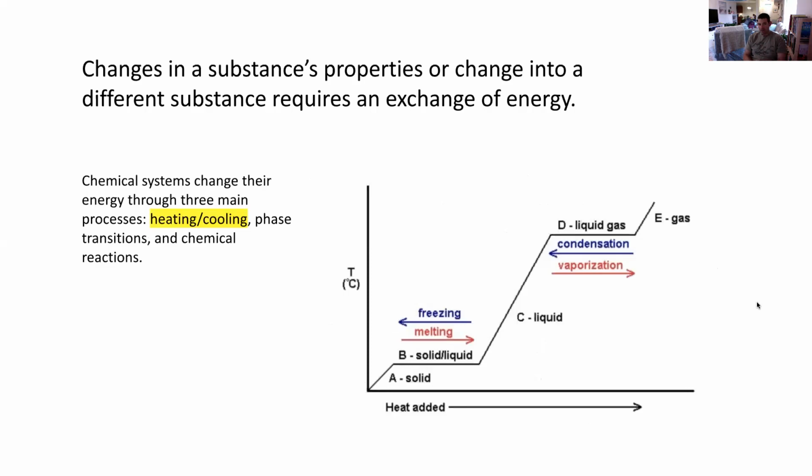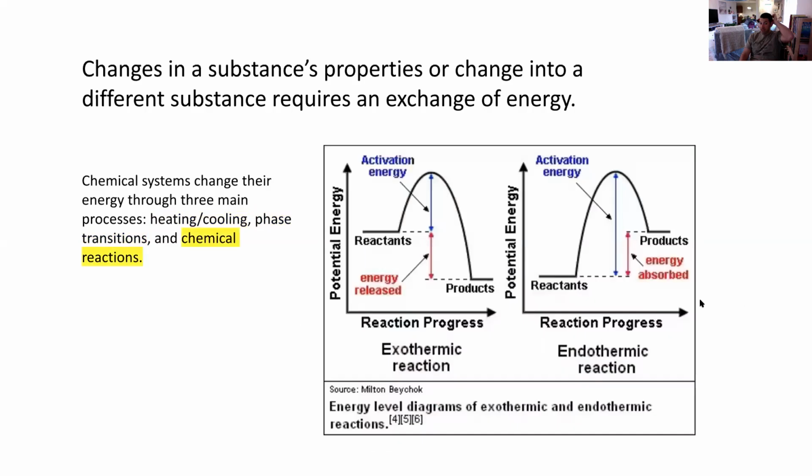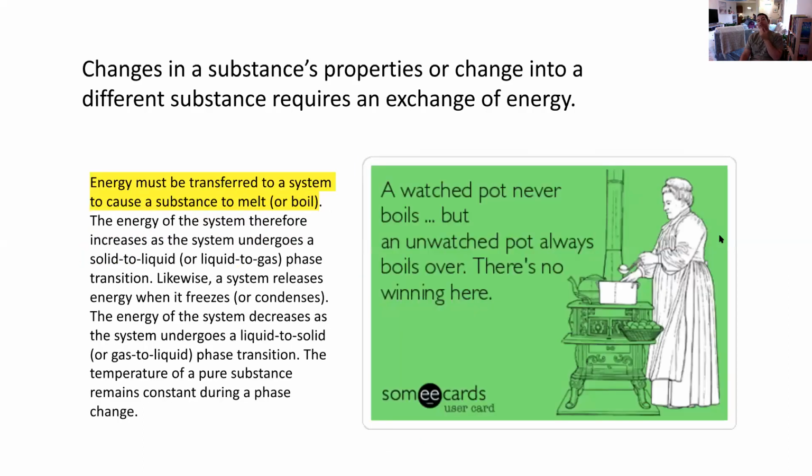All right. Now, chemical systems change their energy. There's three main processes. Heating, cooling, which is the temperature changes. We've seen these on our heating curves. All right. Phase transitions, those were the plateaus on the previous heating curve, but here's a pressure temperature diagram, just any time we change from one phase into another. And chemical reactions, right? And we know what the two common profiles look like. Activation energy, if the products are lower, it's going to be exothermic. If the products are higher in energy, endothermic. All right, now, energy must be transferred to a system to cause a substance to melt or boil.